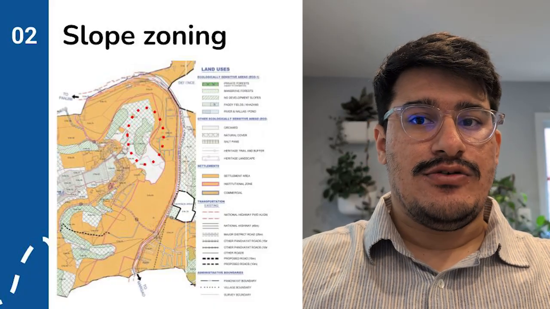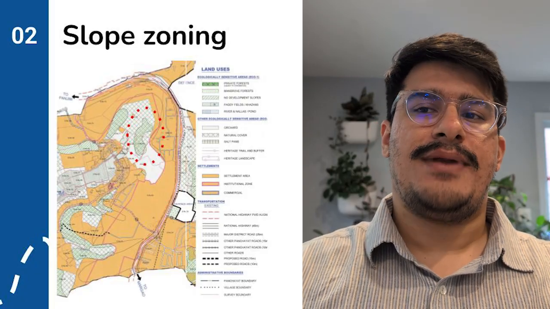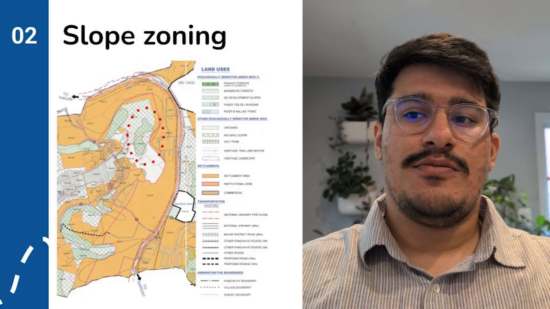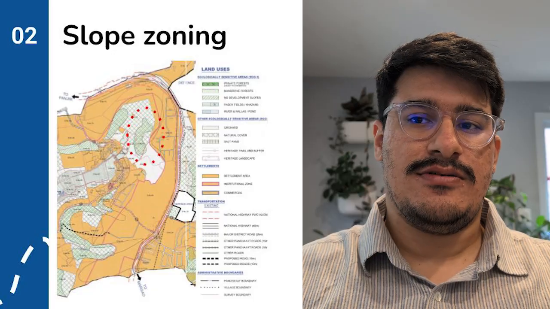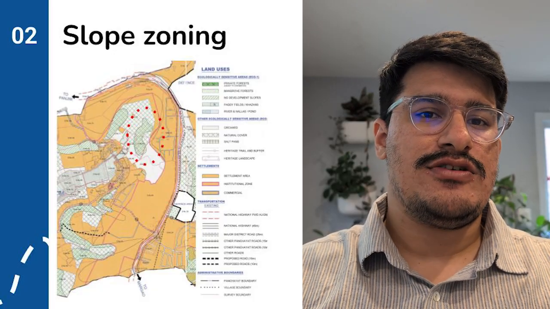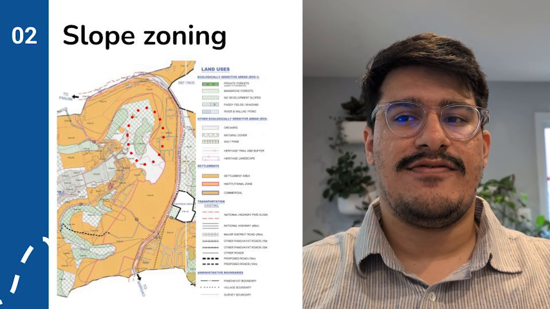But how exactly do you do this? We'll cover it in more detail as we go ahead, but a good practice is to use high quality survey data to map all areas above the threshold. The Goan planners used the Survey of India 10-meter maps, and what you see in these green zigzag lines is the areas that they marked as no development slopes.